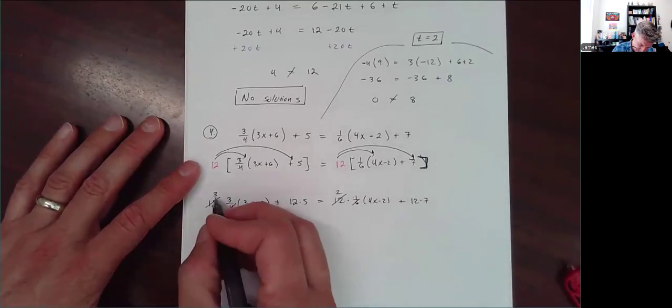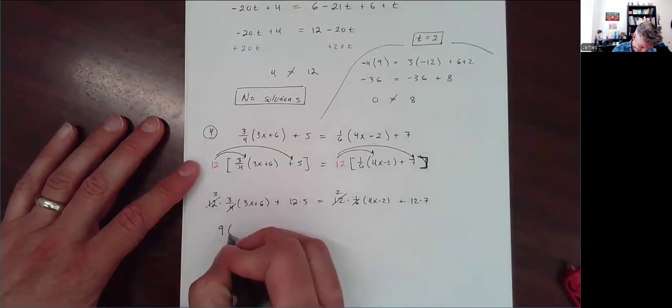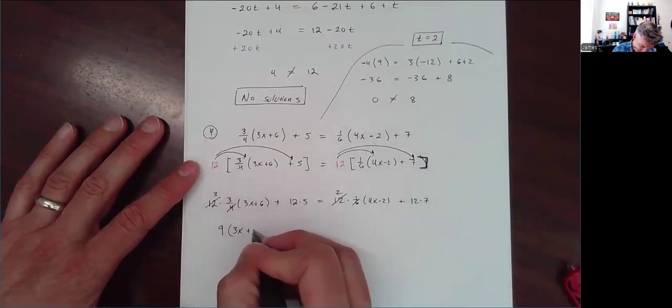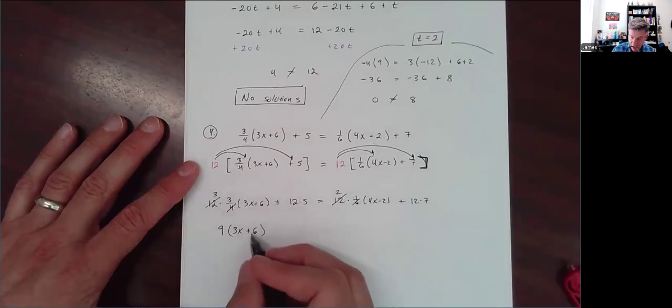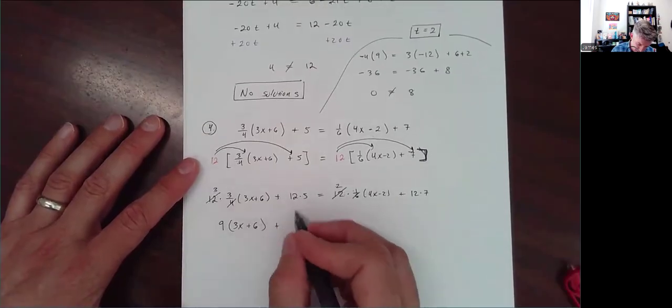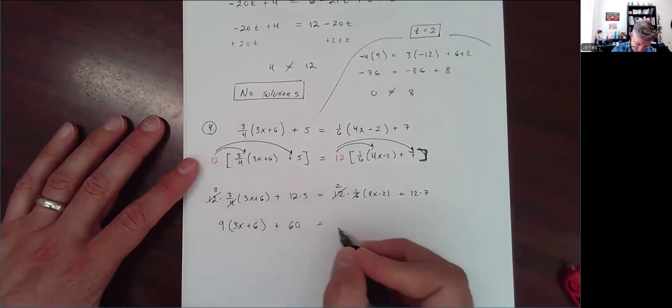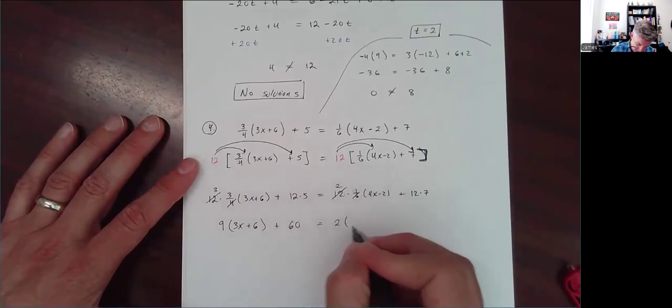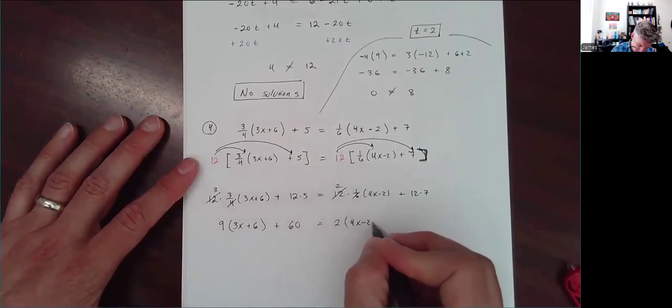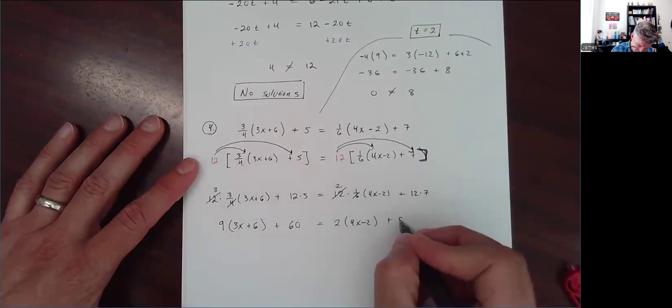So now I can say I have a 3 times 3 here, which is 9. It'll still distribute to this 3x plus 6, because there's addition there to distribute across. Plus 12 times 5 is 60, equal to, that's a 2 now, which I'll distribute across the 4x minus 2. And 12 times 7 is 84.